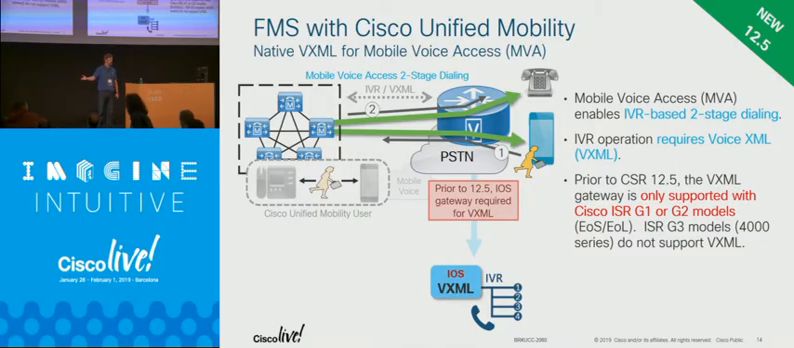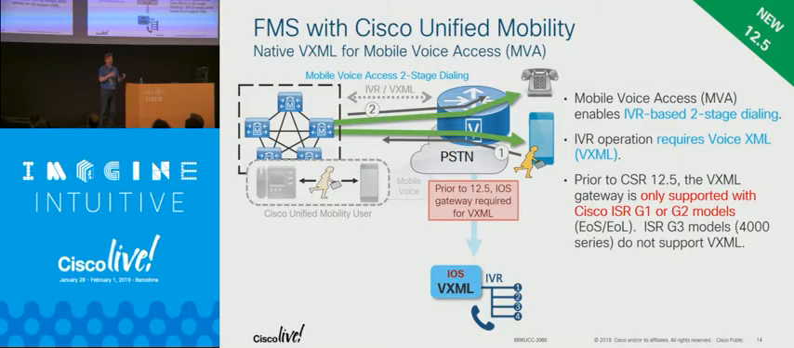The problem with that up until this point is that our iOS gateways that support native VXML, ISR G1 and G2, are all end of sale, end of life. So today, if you wanted to do mobile voice access, you could not buy a gateway that supports VXML for that capability. The ISR G3 or Cisco 4000 series, those are all not supporting VXML.